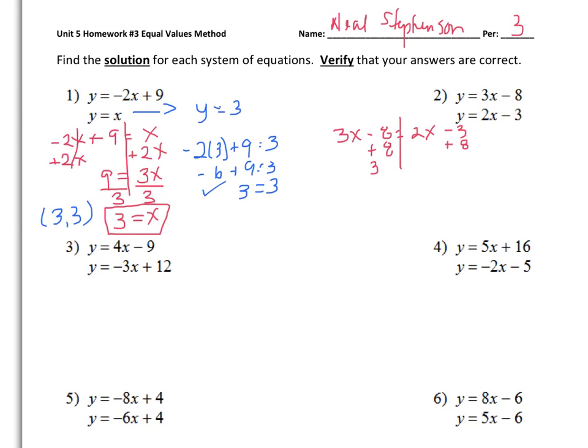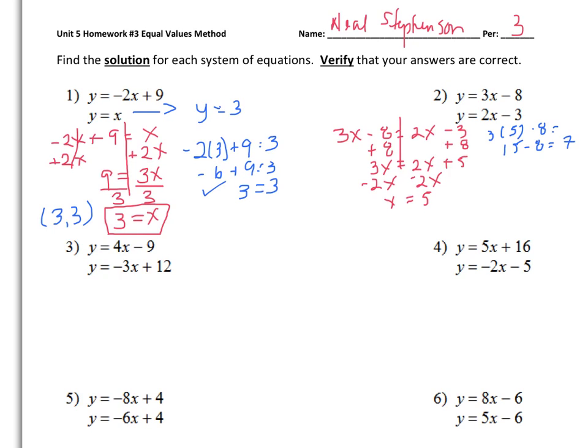And I get 3x equals 2x plus 5. I got to get rid of the x's over here on this side. So I subtract, and I get x equals 5. To determine y, I have to plug it in. 3 times 5 minus 8 would be 15 minus 8, which would be 7.